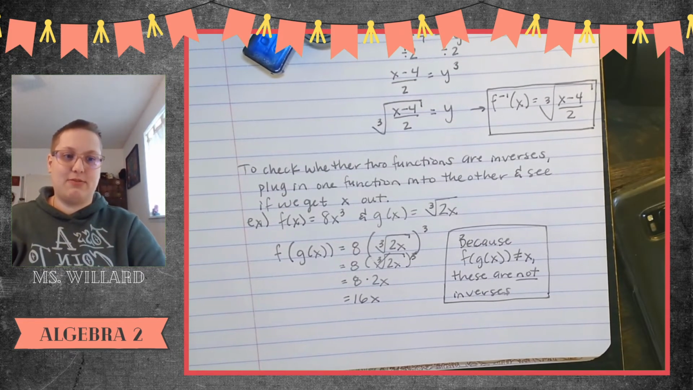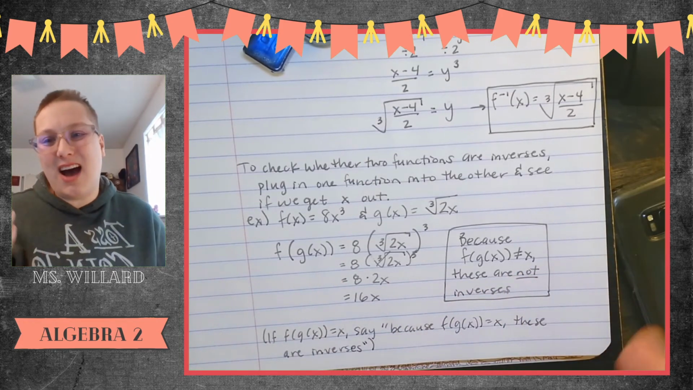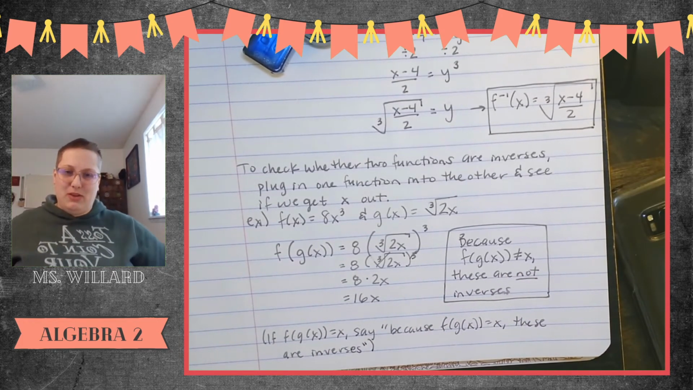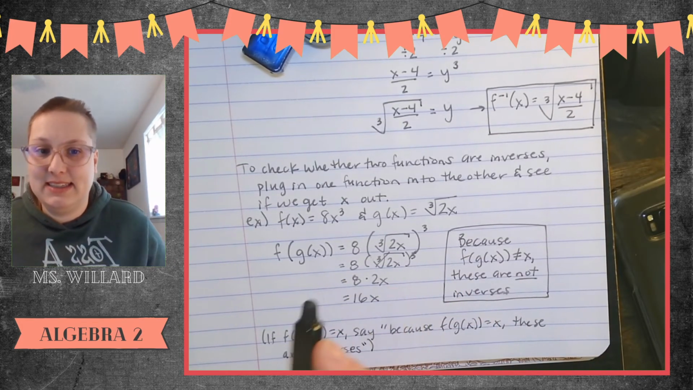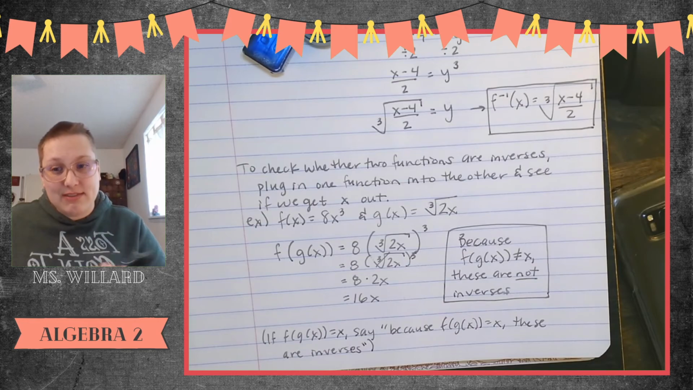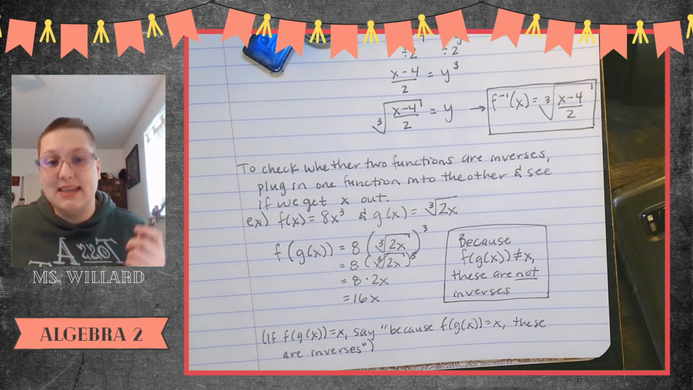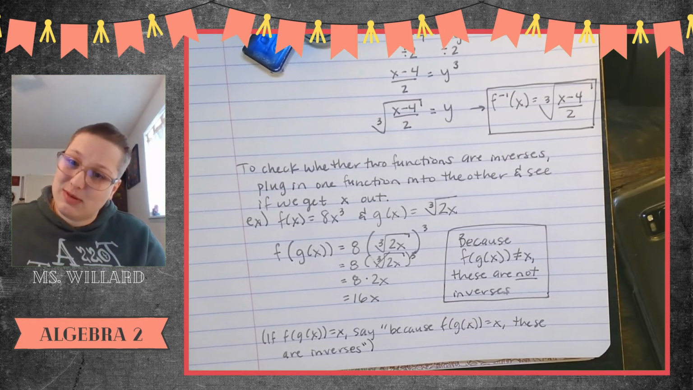Let me see if I can write that out for you. On like a Google form, I probably won't make you write all that out because that's kind of gross, but that's the idea, right? If it equals x, they are inverses. If it doesn't equal just x, they're not inverses. And that's all she wrote.